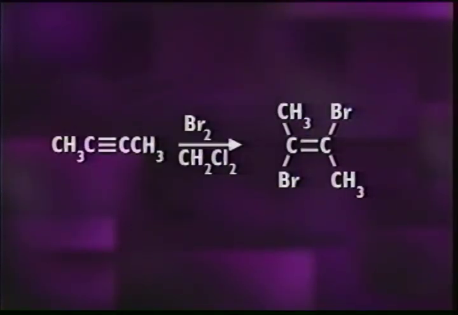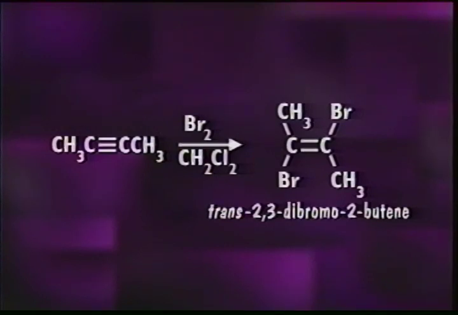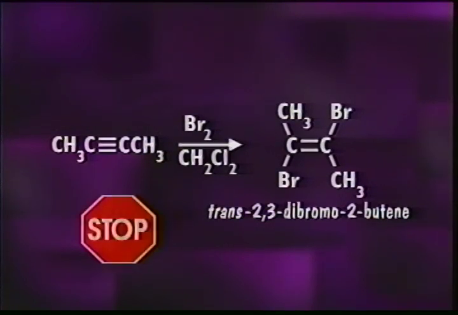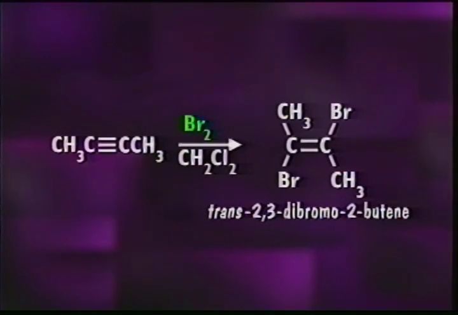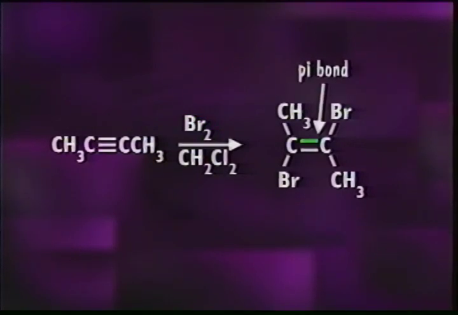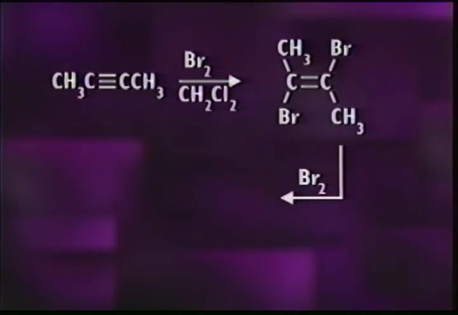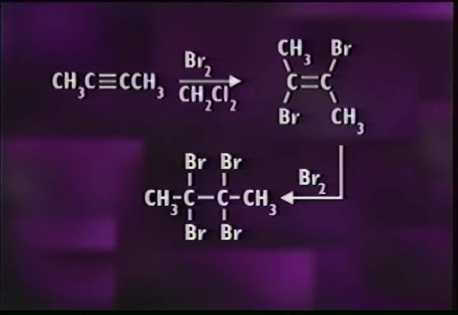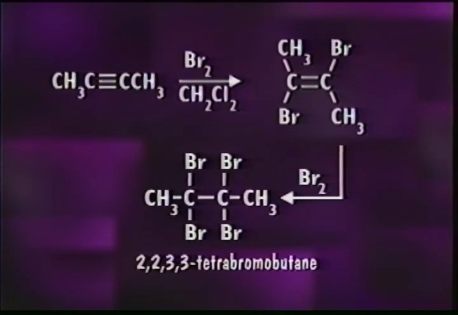This produces the alkene trans 2,3-dibromo-2-butene. We can stop here, but if there are more bromines left to go around, there's also an extremely attractive pi bond left over, ready and willing to participate in another reaction. Another Br2 molecule can move in and further reduce the alkene to 2,2,3,3-tetrabromobutane. All right, we're trucking.